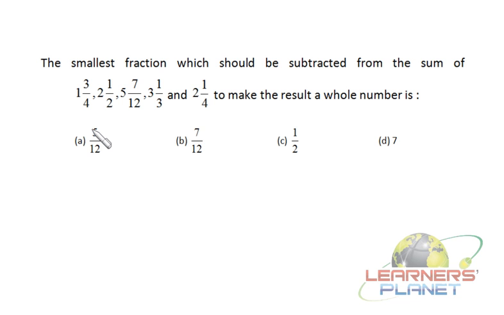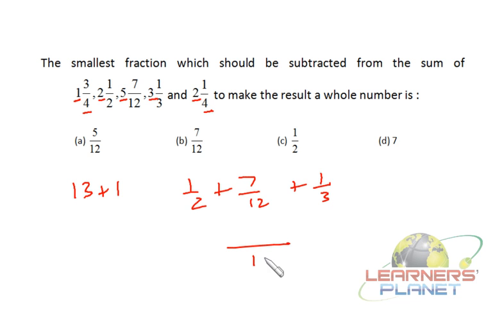It's 1 plus 2, 3 plus 5, 8, 9, 10, 11, 12 and 13. Okay, then this 3 by 4 and this 1 by 4, further it will make 1. So we are left with a half plus 7 by 12 plus 1 by 3. So let's take LCM. It's 12. 6 plus 7 plus 4, that is 6 and 7 is 13, plus 4 is 17 by 12.